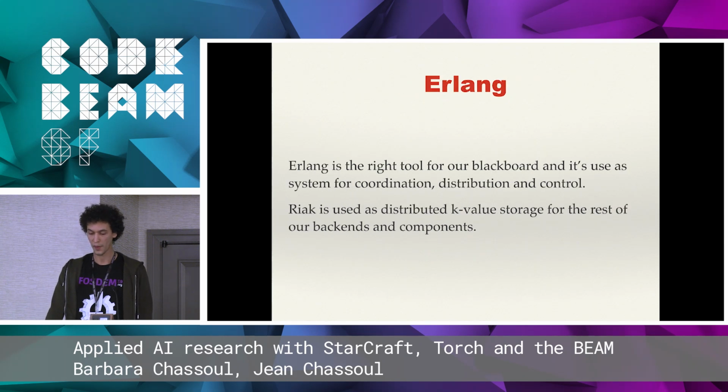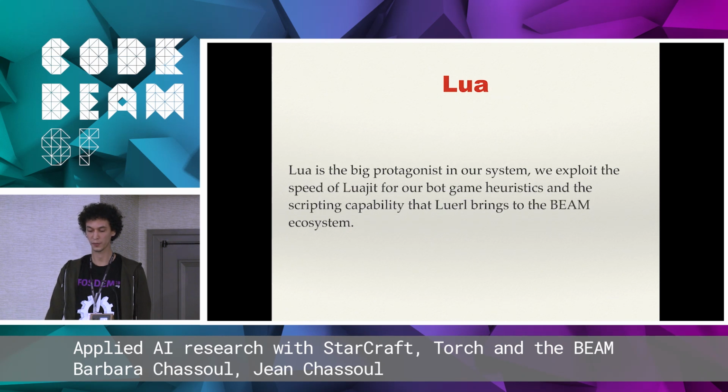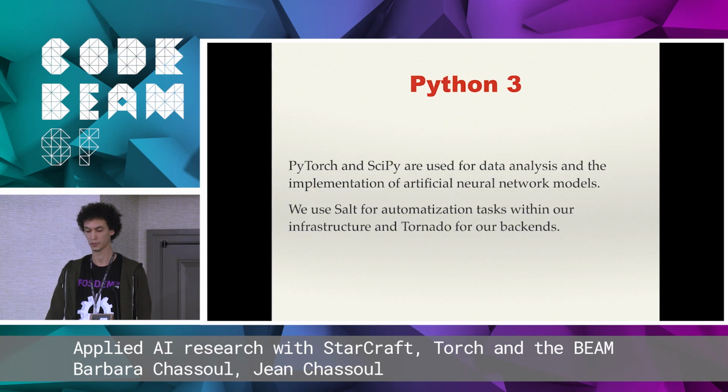Erlang is the right tool for our Blackboard and is used as a system for coordination, distribution, and control. Riak is used as a distributed key-value storage for the rest of our backends and components. Lua is the big protagonist in our system. We exploit the speed of Luerl in our bot game heuristics and the scripting capability that Luerl brings to the BEAM ecosystem. PyTorch and SciPy are used for data analysis and the implementation of artificial neural network models. We use Salt for automation tasks within our infrastructure and Tornado for our Python backends.